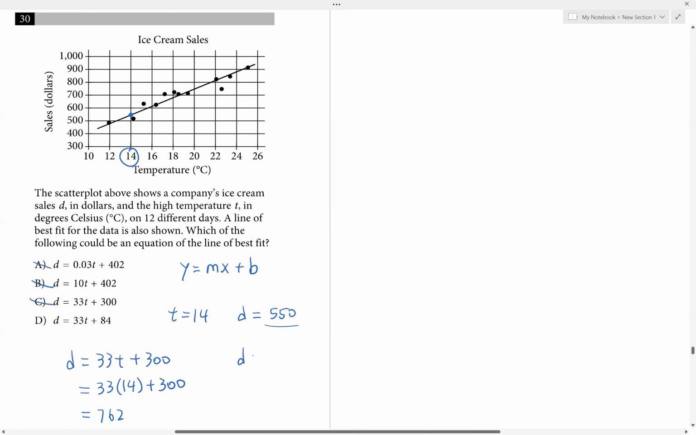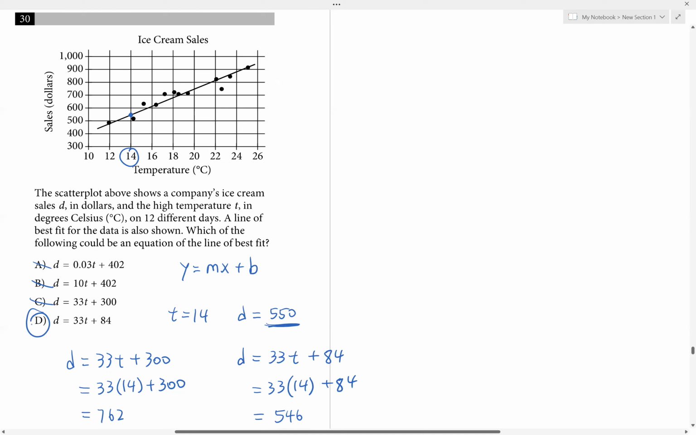Okay, so let's verify the last answer choice, 33T plus 84. So it'll be 33 times 14 plus 84. 33 times 14 is 462, plus 84 is 546. So that's really close to 550. Okay, so D should be our best answer.